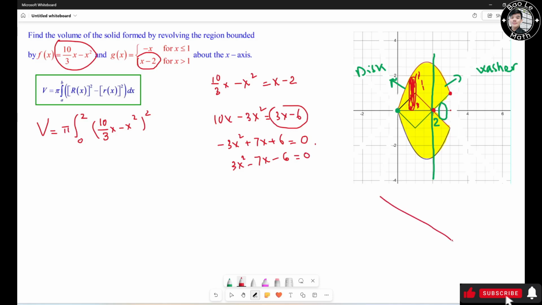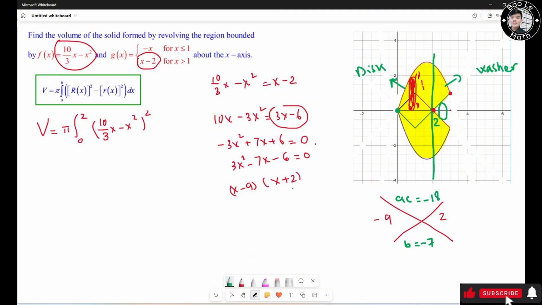Now I'm going to use the X method to factor this one out. I put AC over here, it's going to be negative 18, and I put B right here, it's going to be negative 7. Now I need to find two integers that multiply to negative 18 and add up to negative 7. It turns out to be negative 9 and 2. So this guy becomes s minus 9 times s plus 2.